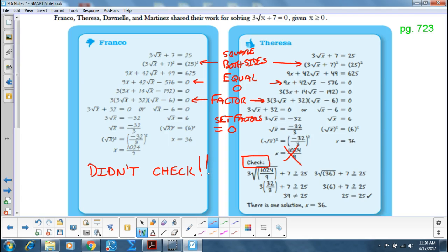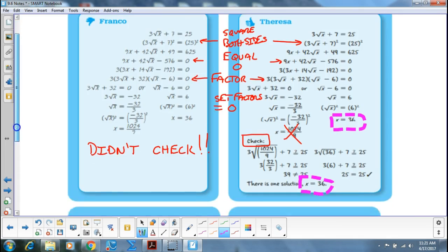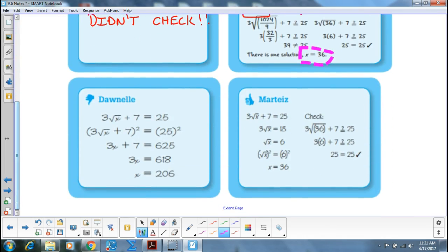Teresa did a lot of work only to figure out then that x is just equal to 36. All that math is good. For Franco, it's all good up until the fact that he didn't check it, and didn't realize that one of his answers got kicked out. It's called an extraneous solution. It's a solution to the problem, but when you plug it back in, it doesn't make it work. So, let's go down to Donnell.